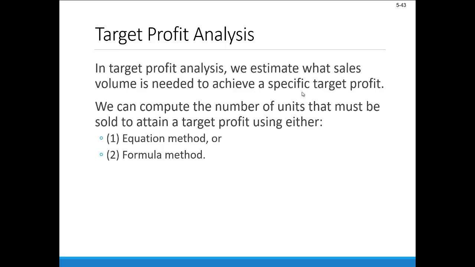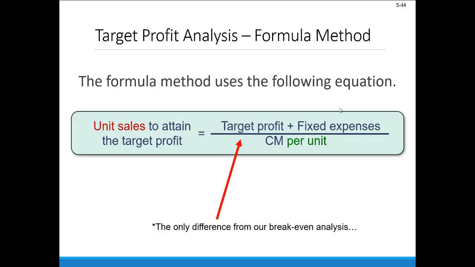Now, your book talked about two methods, just like with break-even, equation or formula. We're going to stick pretty much to the shorter version here, this quote-unquote formula method. The reason I like to do that is because it's a very quick extension from our break-even analysis. If we're trying to find the unit sales needed to attain the target profit, all we have to do is take our break-even analysis, which said take your fixed expenses divided by CM per unit, and just tack on that target profit in the numerator. So we can treat it almost as if it's like another fixed expense we have to cover.